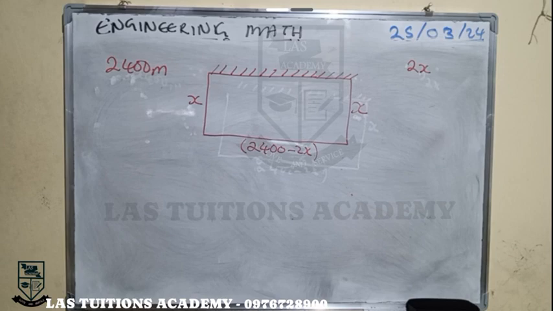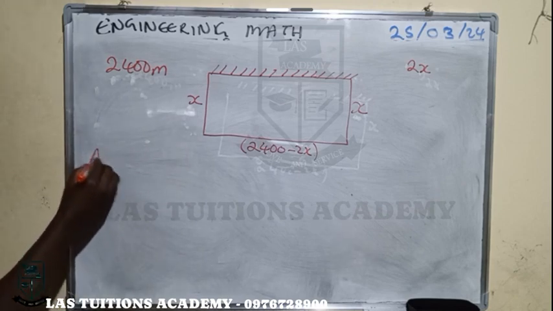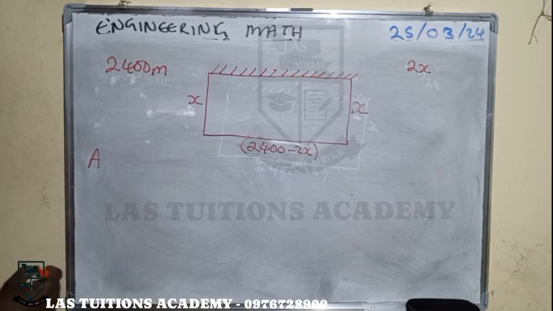So now the question says, what is the greatest area he can fence off? So we need to find the area of a rectangle. What is the formula for the area of a rectangle?